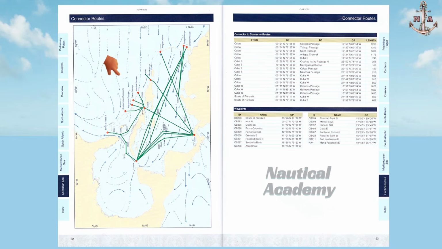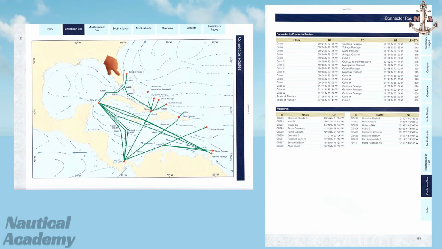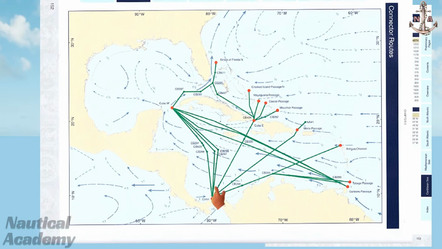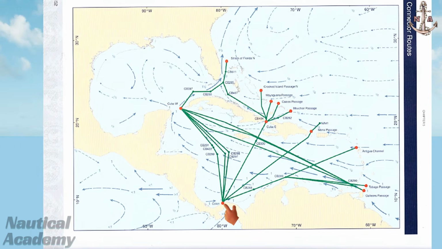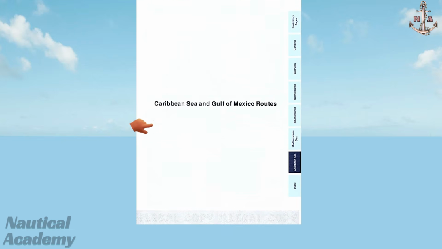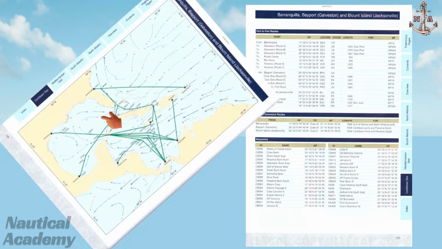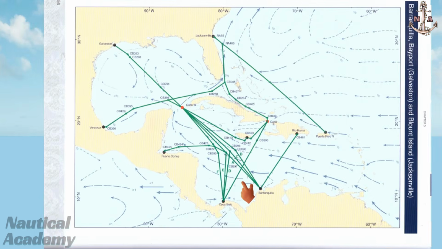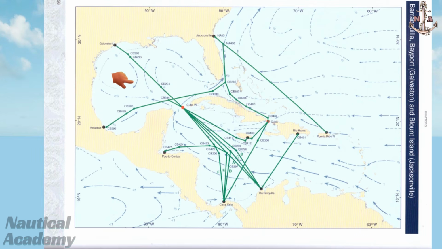The charts in this publication are usually in portrait view, so I'll rotate them to a landscape view. Here we can see the connector at Colón, located in Panama. This route leads to the next connector, the Mona Passage. Let's explore the next succeeding pages of Chapter 5. This chart shows several recommended routes between the Caribbean Sea and the Gulf of Mexico.